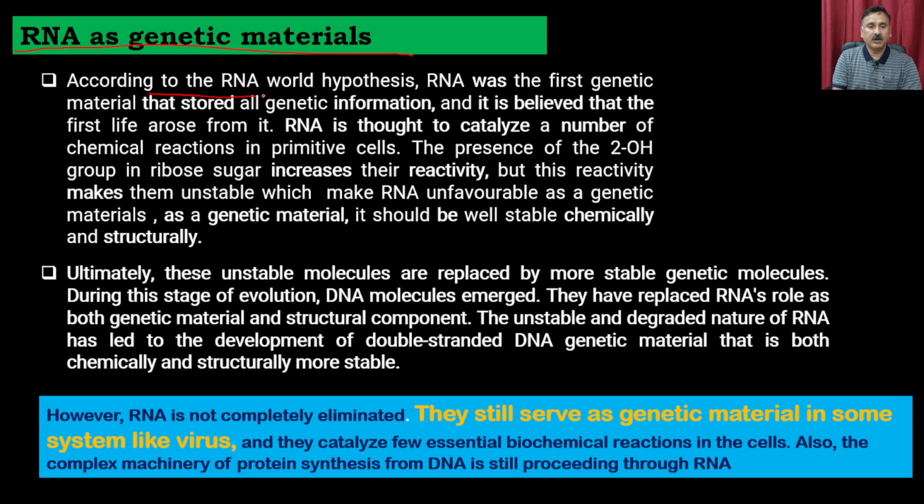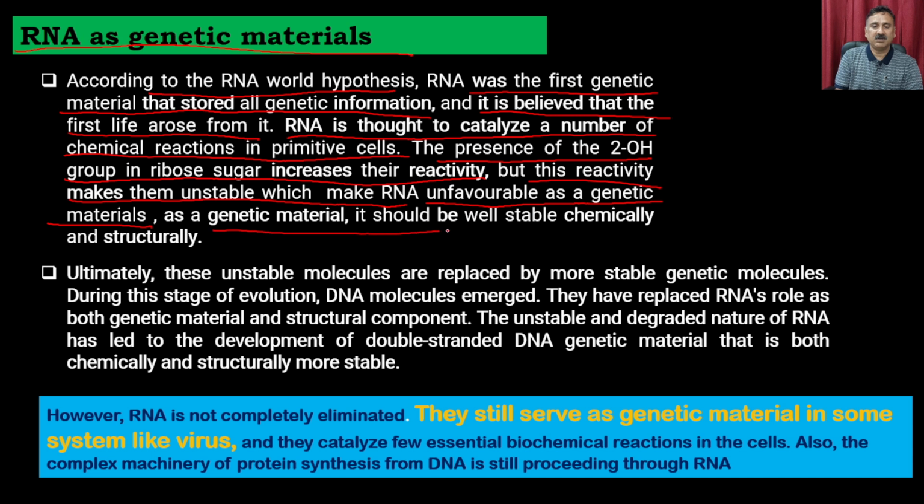According to the RNA world hypothesis, the RNA was the first genetic material that stored all genetic information, and it is believed that the first life arose from it. RNA is thought to catalyze a number of chemical reactions in the primitive cell. The presence of the 2-hydroxyl group in the ribose increases their reactivity, but this reactivity makes them unstable, which makes RNA unfavorable as a genetic material. As genetic material, it should be chemically and structurally stable.